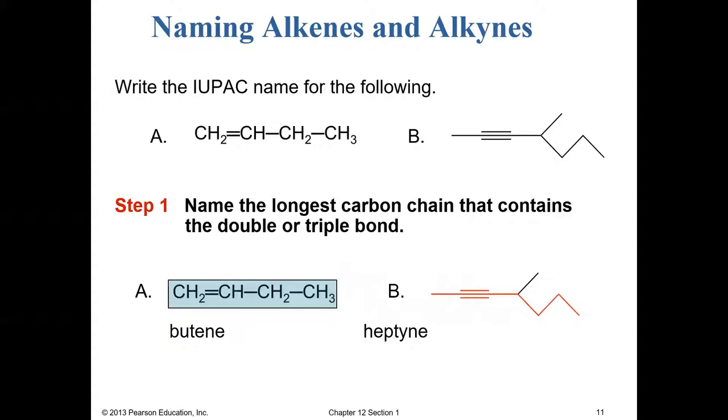The first thing we have to do is name the longest chain. So here, 1, 2, 3, 4. 4 is our longest chain. So 4 becomes but, so it would normally be butane. Drop the A and E and change it to E and E. This is now butene. Here, this one gets a little more difficult. So this is a really good example to know. If we count the longest chain here, 1, 2, 3, 4, 5, 6, 7. So 7 is technically hept, H-E-P-T. And instead of A and E, we're gonna add Y and E for this triple bond. So this now becomes heptine.